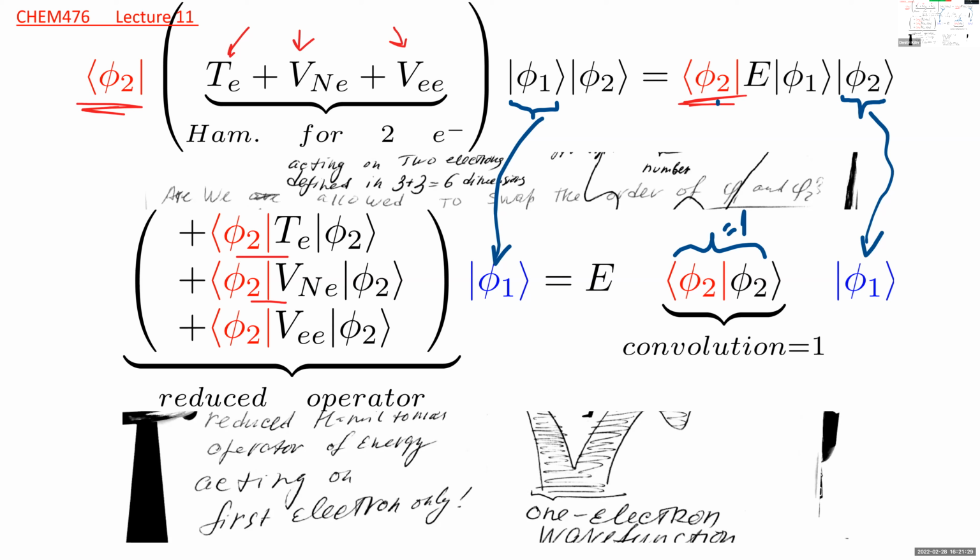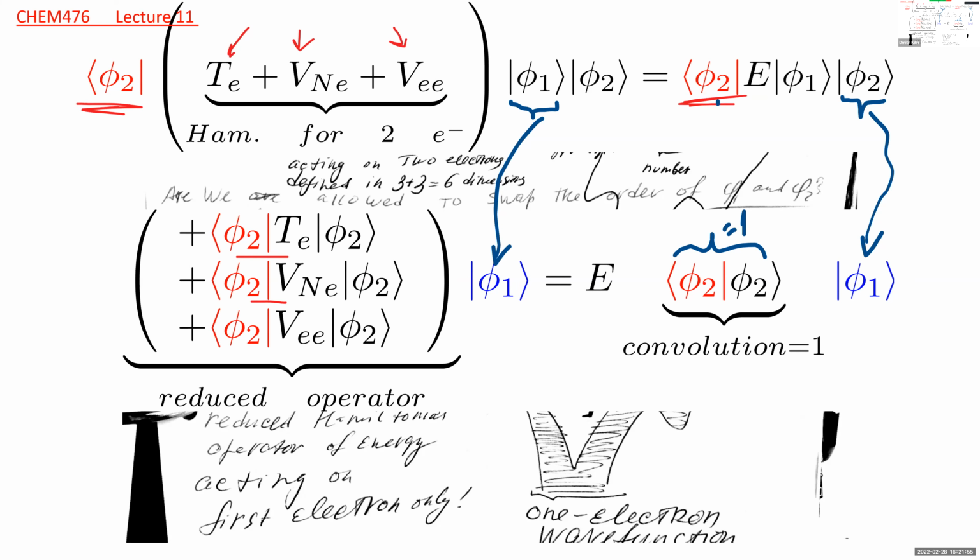So I multiply my electronic Schrodinger equation by the bra of phi2 from left and right, here and there, these red things. And then I'm going to carefully look at each contribution, from kinetic, from nuclear-to-electron, and from the electron-electron term, just to see what happens.